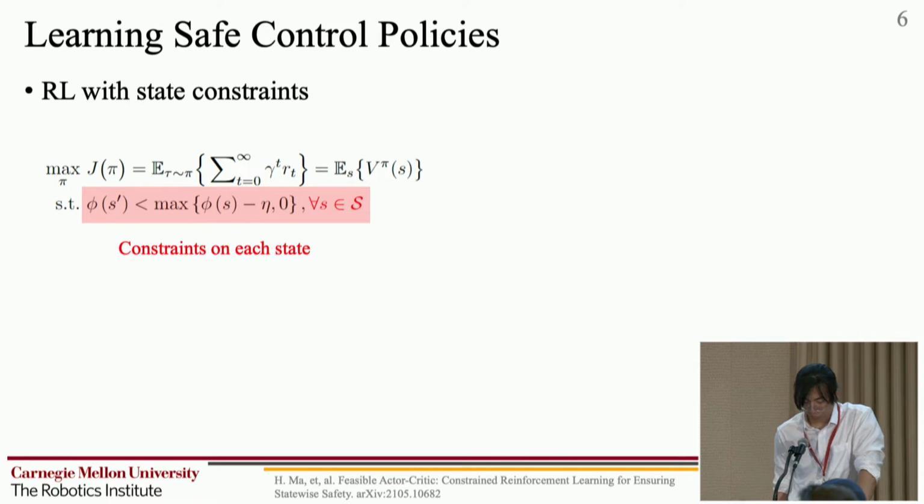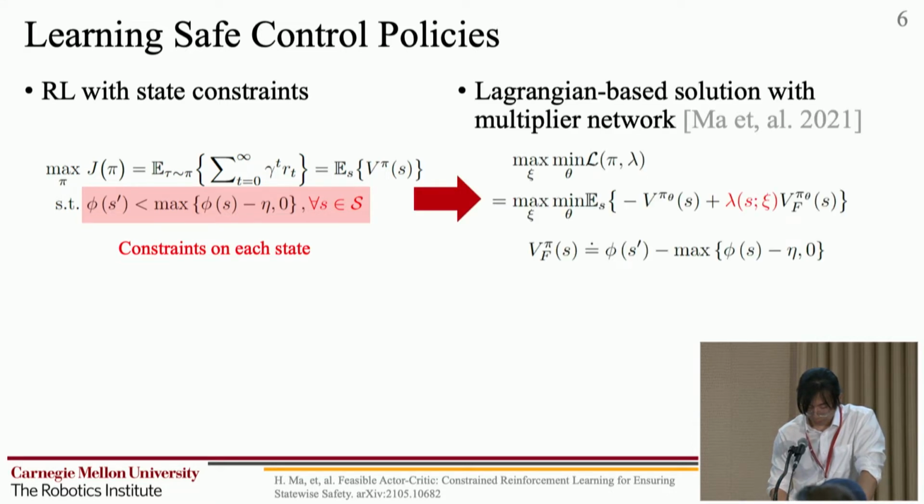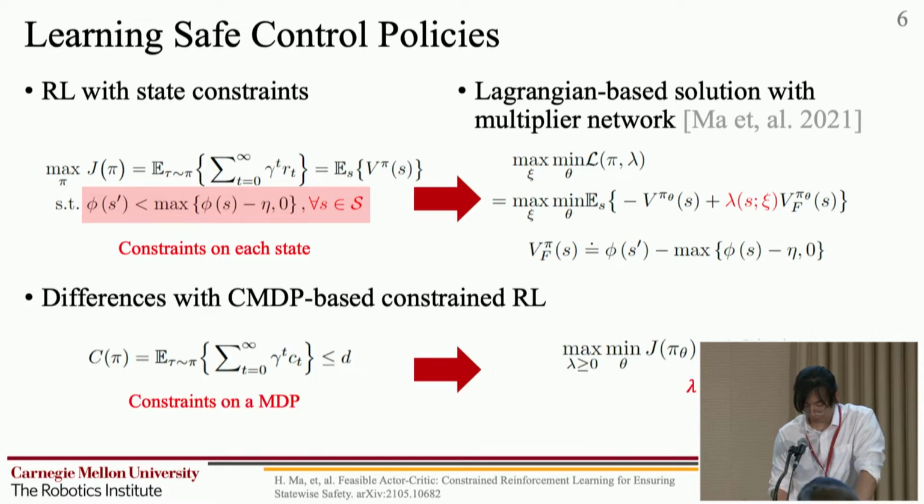We use constrained reinforcement learning to learn safe control policies. Here, the constraints are posed on each state. And for this problem, we use a Lagrangian-based solution with multiplier network proposed in our previous study.